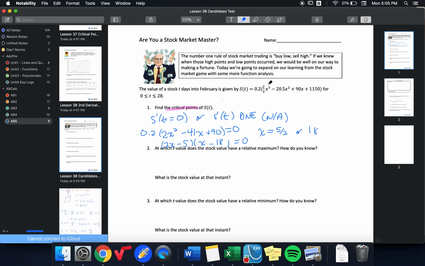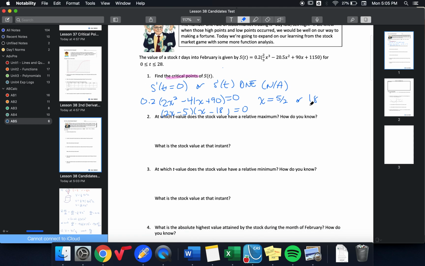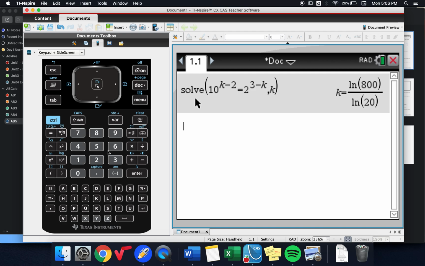I want to know my critical points, so I also want to know the y values at those points. I used the variable x when I should have been using t. Okay, so I can find my s of t values using my calculator. Of course, in this case, that means I also could have differentiated with my calculator.